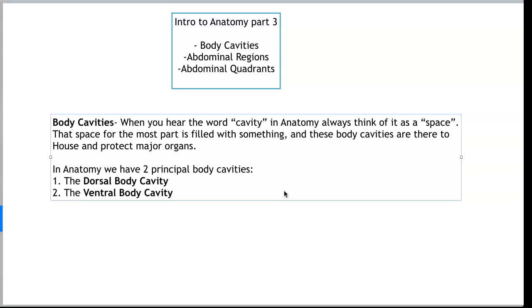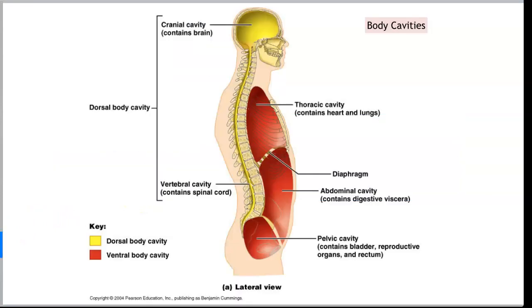In anatomy, we have two principal locations of our body cavities: the dorsal body cavity and the ventral body cavity. You already know where this is located, right? Where's dorsal? Dorsal's on the back side. Where's ventral? Ventral's on the front side. So this diagram is showing you the location of your dorsal body cavity and this is your ventral body cavity up front here in the red.